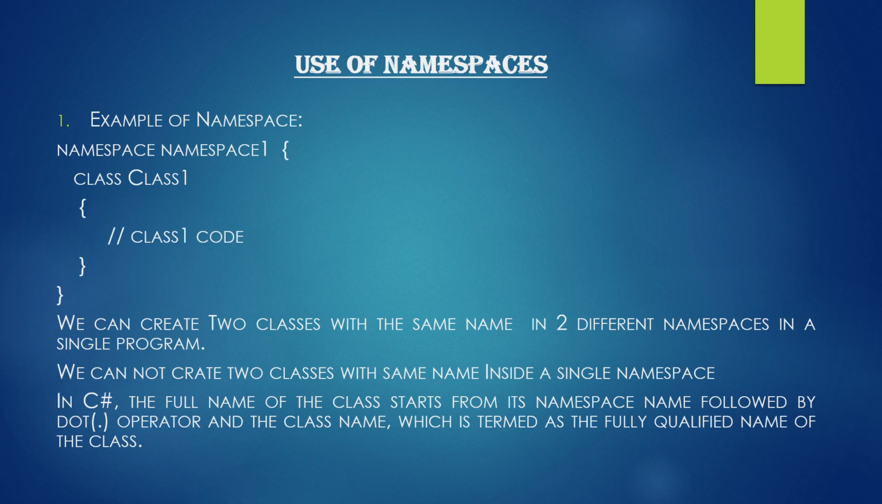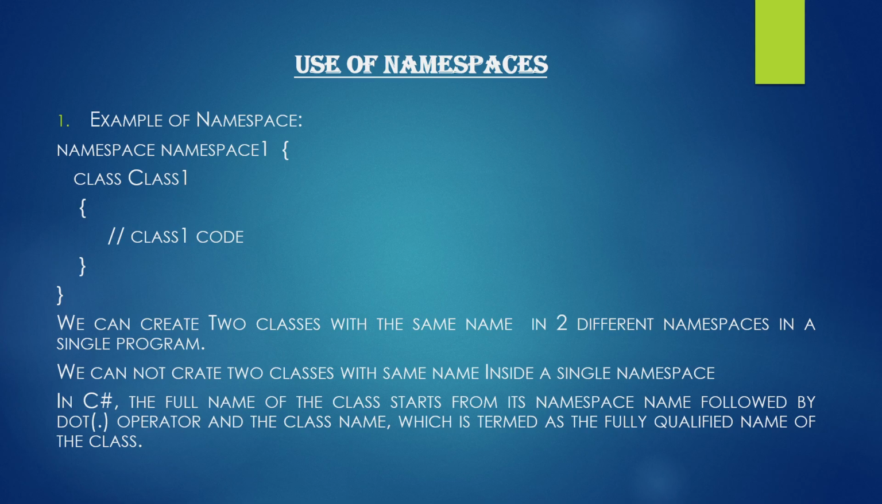And now this is the example. You can see here the namespace keyword, and after that namespace one is the name of the namespace. Then I have defined a class here, the class name is class 1, and inside the class we have written some code, that may be class 1 code. So we can create two classes with the same name in two different namespaces in a single program.